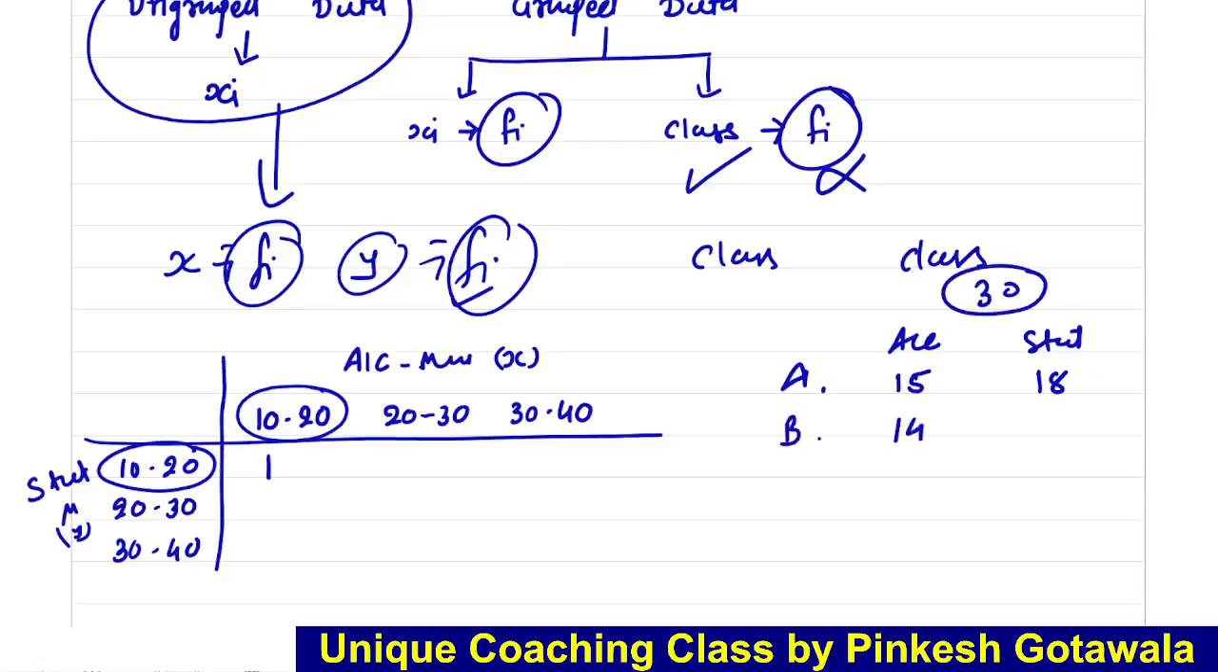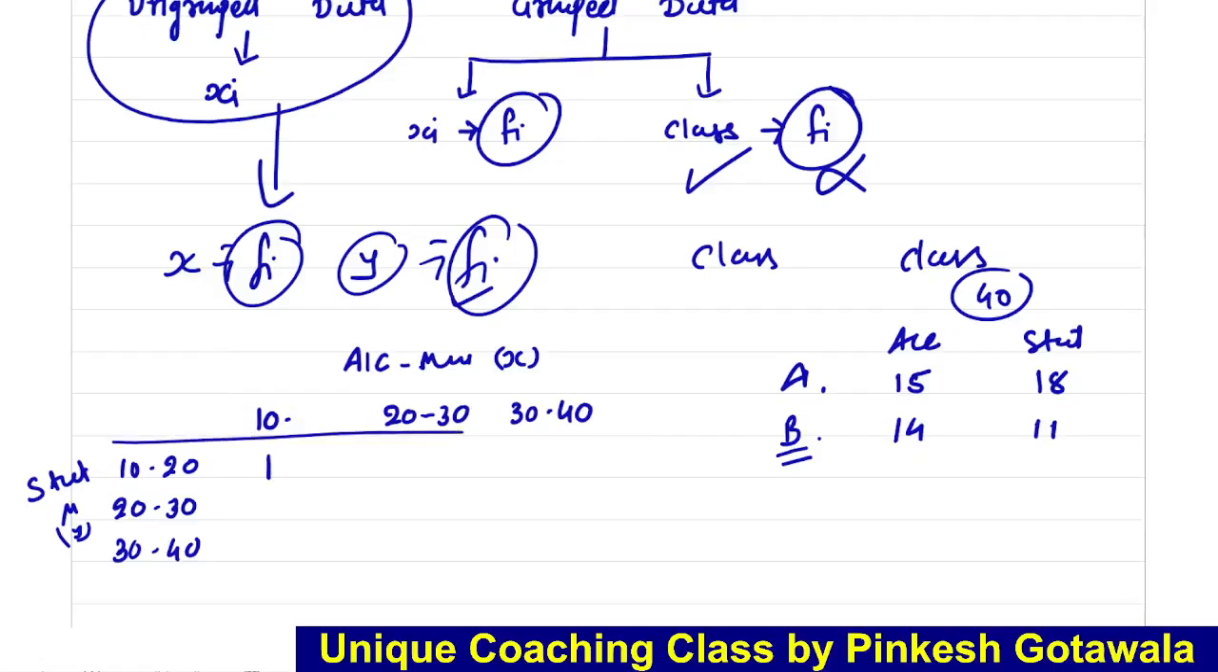Suppose there is a 40-marks exam, of account and state. Here another student B gets 14 marks in account and 11 marks in state. So which class will it be? It will be the same here. In which class will it come? It will come in this one.